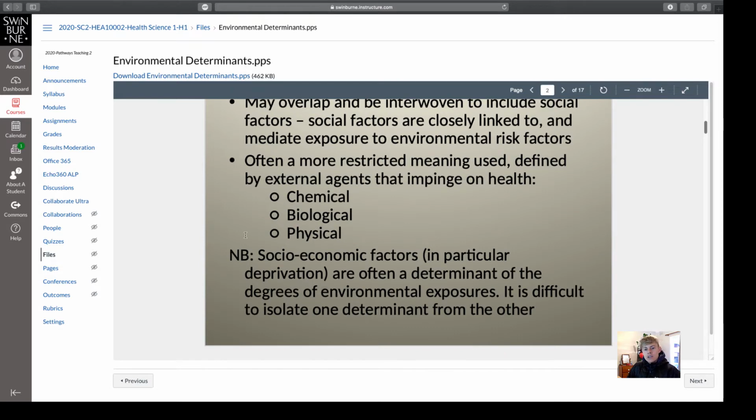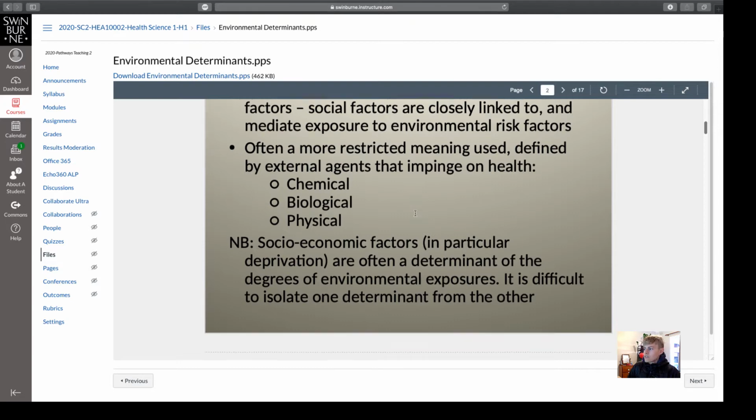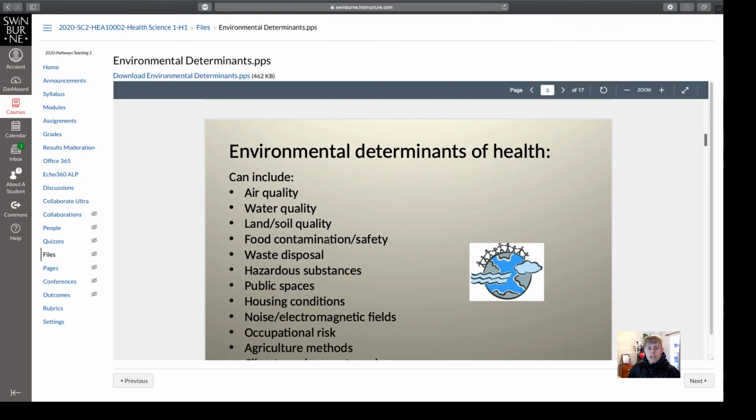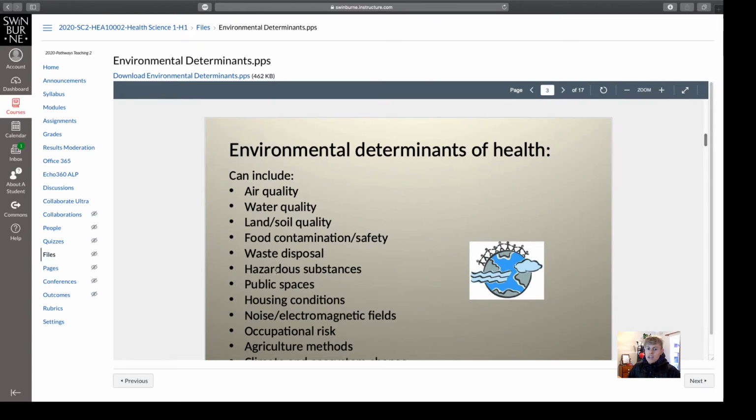A really narrow definition of what we mean by the environmental determinants of health appears in this slide here, and that is the chemical, biological, and physical agents that impact health. So what are some examples of environmental conditions that affect health? Some examples include air quality, water quality, waste disposal, housing conditions, for example, overcrowded living conditions, climate change, and occupational risks.